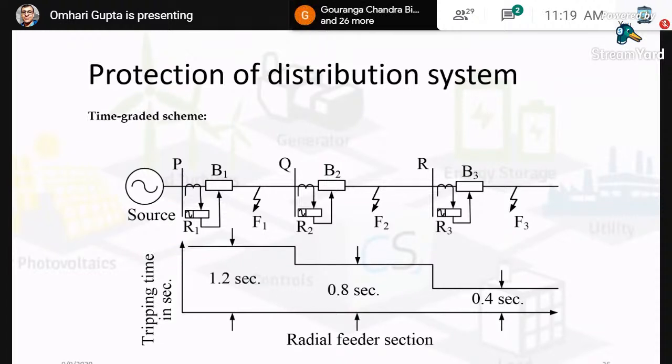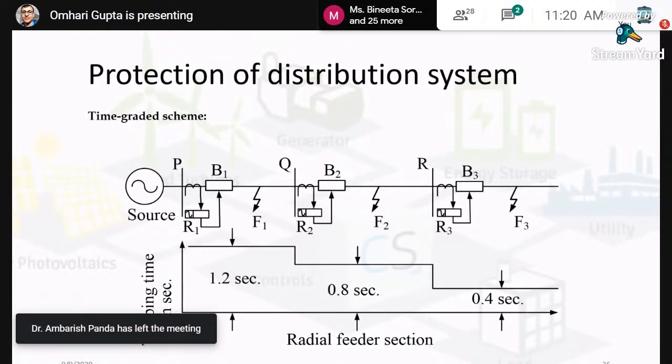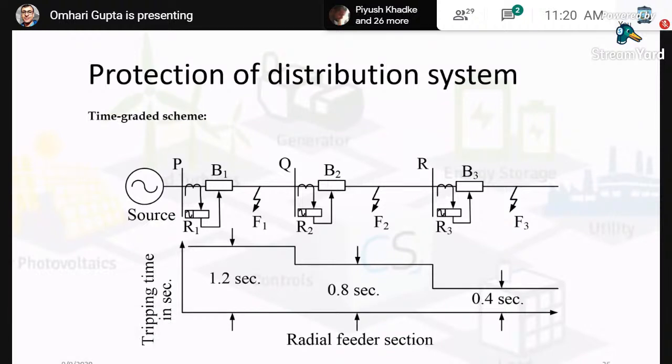So why have we selected such settings? Whenever there is a fault at F3, only this relay should operate. If the operating time of this relay is faster, it will operate first. Once it has operated, this fault will no longer hamper the entire system, and the rest of the system will remain connected. If there is a fault at F2, you have to disconnect this section, and since the overcurrent will not be seen by this relay, only B2 will be tripped. Similarly, if there is a fault at F1, only this relay will trip. So that is your time graded scheme.